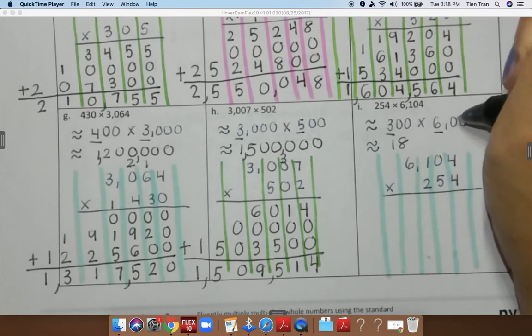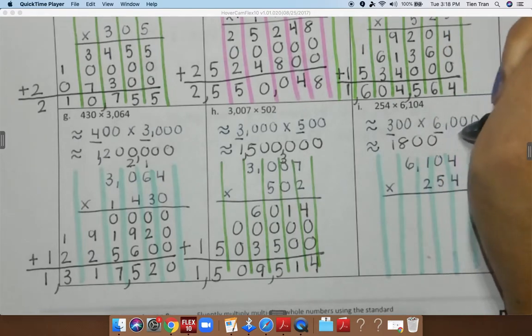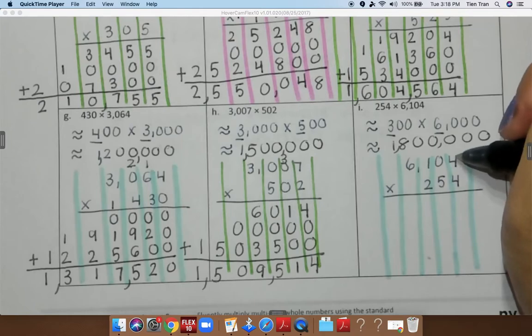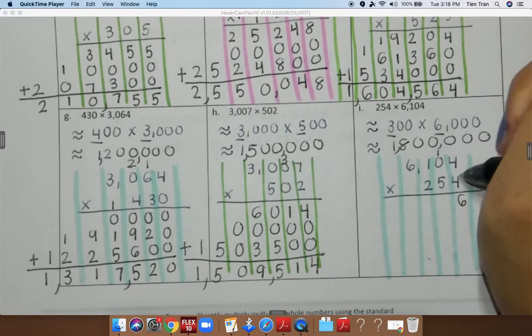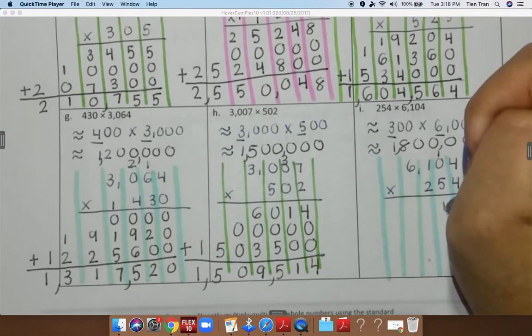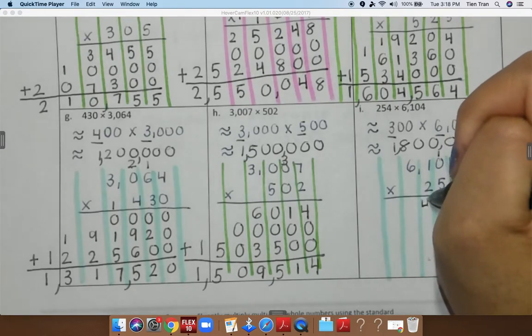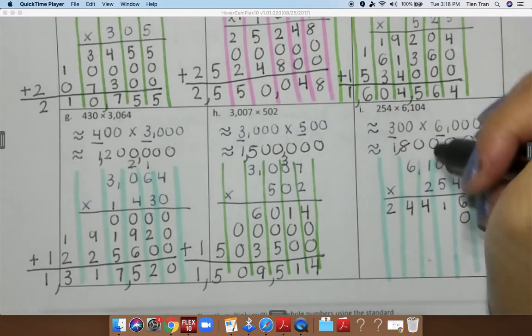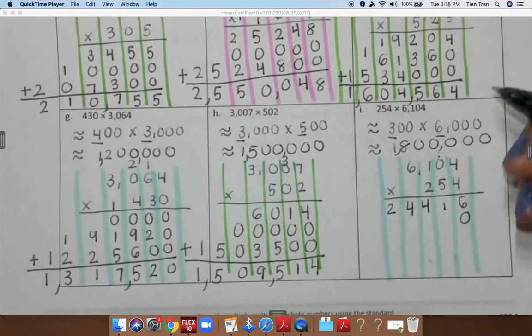Now for problem I, I'm going to multiply 3 times 6, which is equal to 18. I have 1, 2, 3, 4, 5 zeros at the end. So now I'm multiplying. 4 times 4 is equal to 16. 4 times 0 is 0, plus 1 is 1. 4 times 1 is equal to 4. 4 times 6 is equal to 24. I'm going to bring down my 0, now multiplying in my tens place.